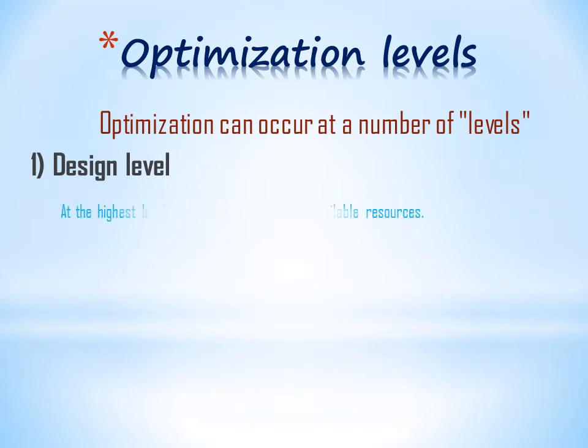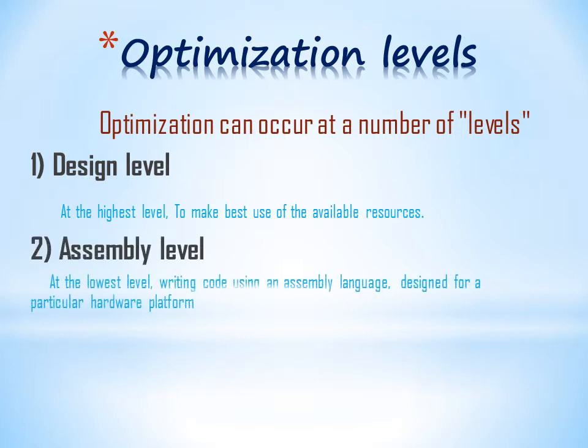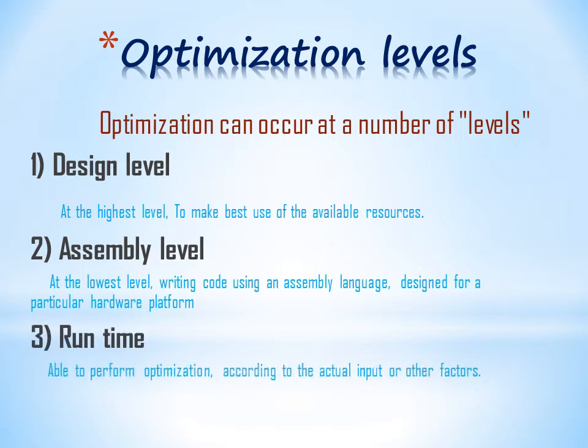In the design level, it tries to make best use of available resources. In the assembly level, writing code is done in assembly language, which is designed for a particular hardware platform. In the runtime level, the optimization is done according to an actual input.